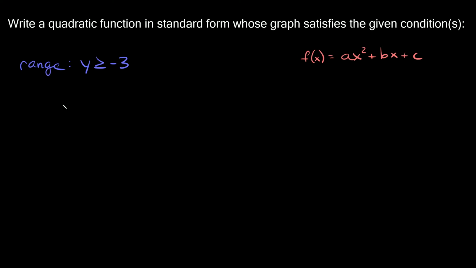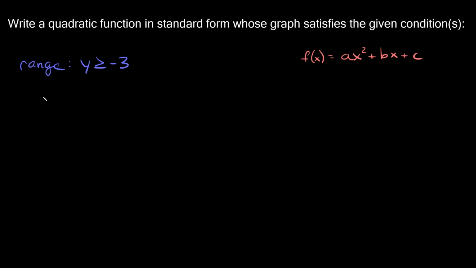So in this video, I'm going to teach you how to write a quadratic function in standard form when given the range, right? So here it just says, write a quadratic function in standard form whose graph satisfies the given conditions. And then it tells us that the range is y is greater than or equal to -3, okay? And just to quickly remind you, the standard form of a quadratic is this one over here. f(x) is equal to ax squared plus bx plus c, right? So you want your answer to look like this at the very end. All right, now the range, like we said, is y is greater than or equal to -3.